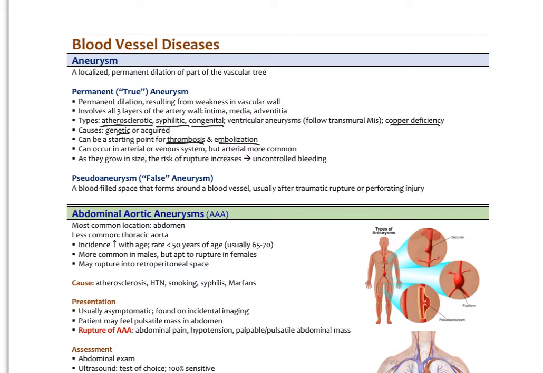And as they grow in size, there's an increased risk of rupture, and that would result in uncontrolled bleeding, massive blood loss into internal compartments, and severe hypotension and maybe hypovolemic shock from that.